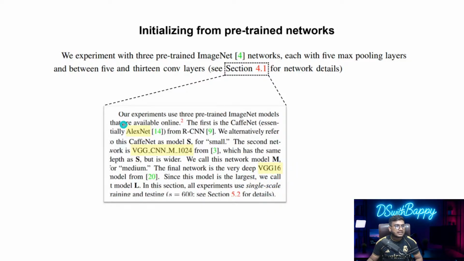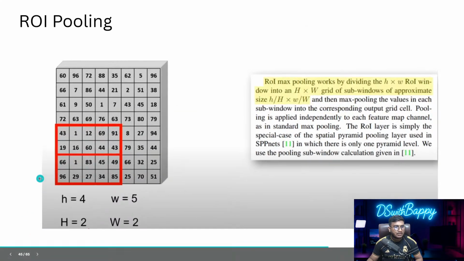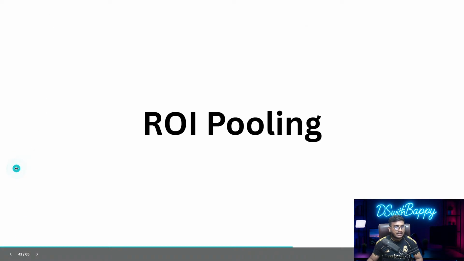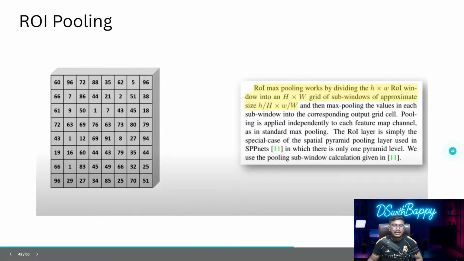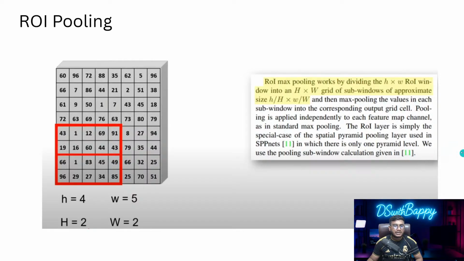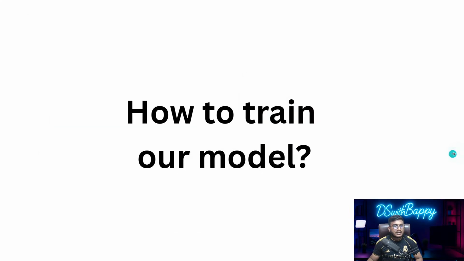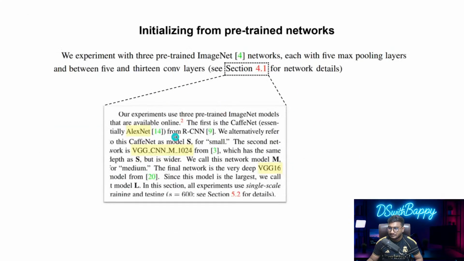That means 3 networks they're using. They already mentioned we experiment with 3 pre-trained networks. One is AlexNet, VGG CNN, and the VGG 16. So this architecture I'm talking about, the architecture I showed you, they experimented with 3 kinds of network.